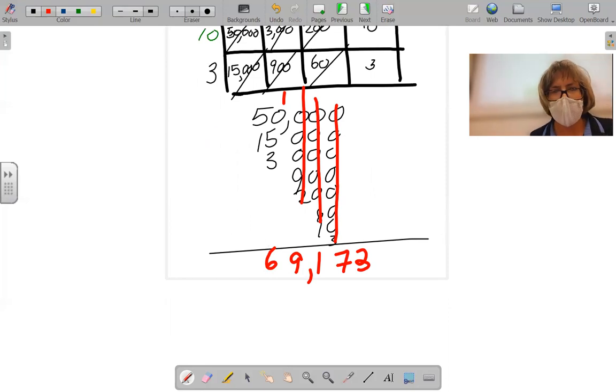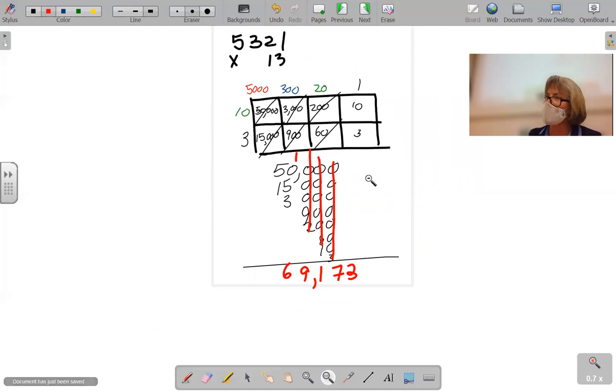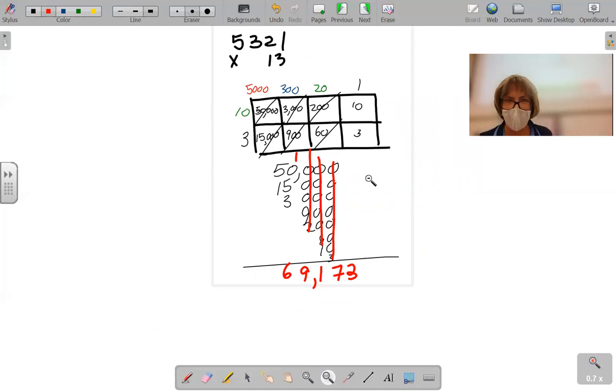Are you checking it for me? I'm checking for you. Your original numbers, 5,321 times 13. 69,173. Oh, I need to teach that in my class. That is so cool. You can all go home and say you taught the teacher today. Fabulous job.